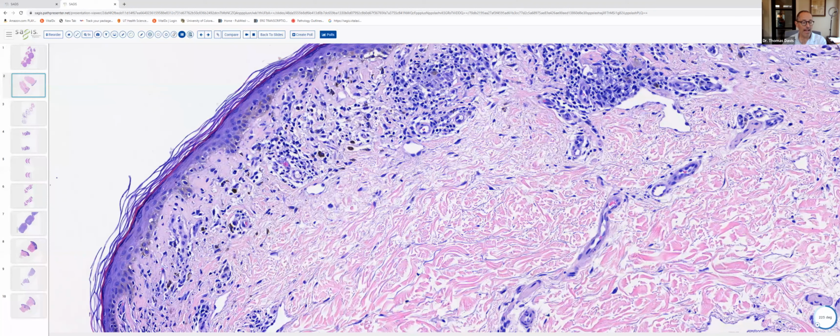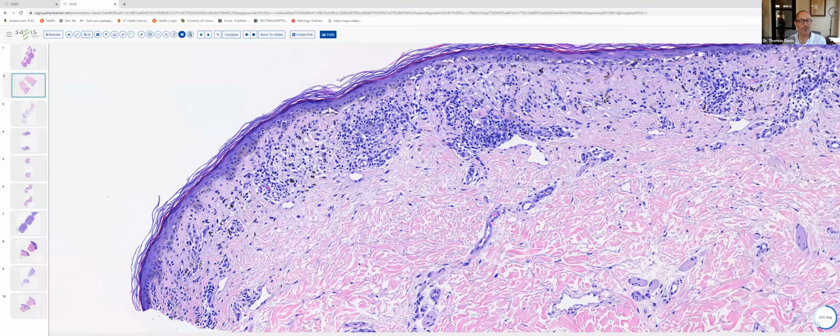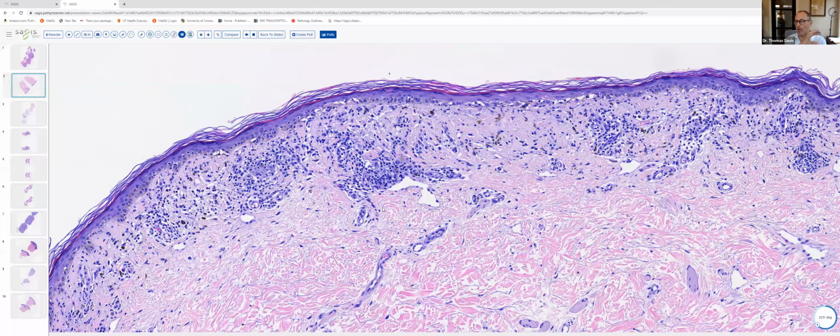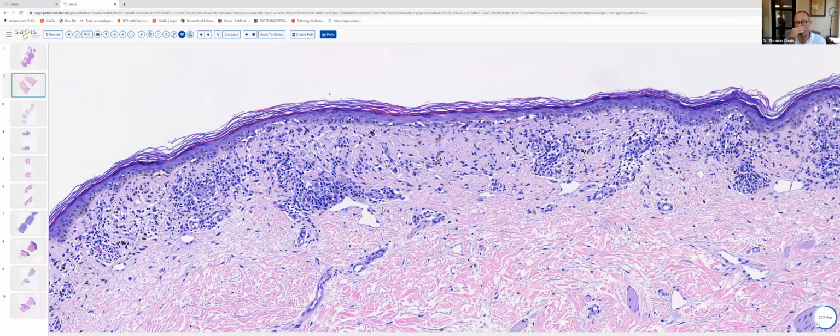There's active vacuolar change along the DEJ, and there is more of a patchy band-like infiltrate of lymphocytes within the dermis rather than a dense, robust band-like infiltrate of lymphocytes obscuring the dermal epidermal junction. And then finally, erythema dyschromicum perstans is characterized by abundant melanin pigment within the dermis.